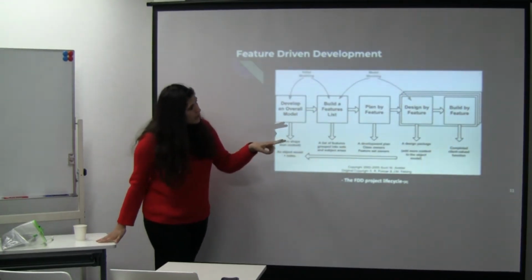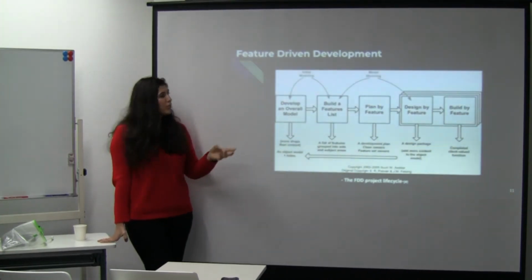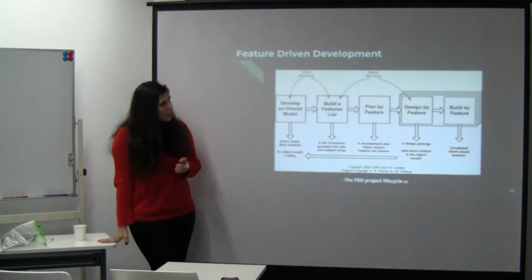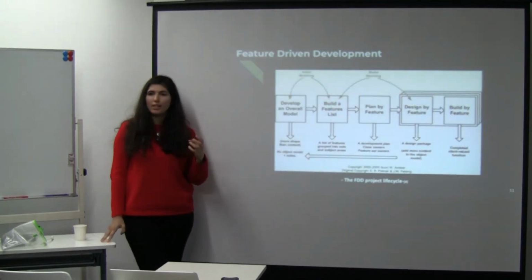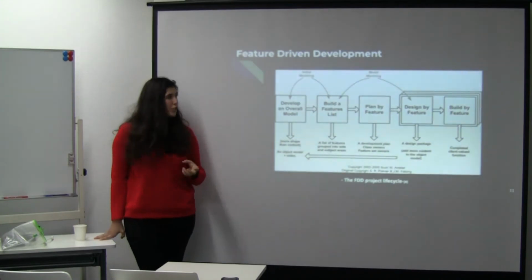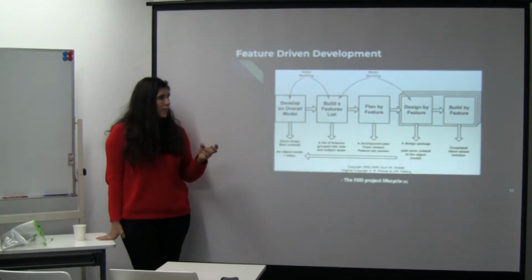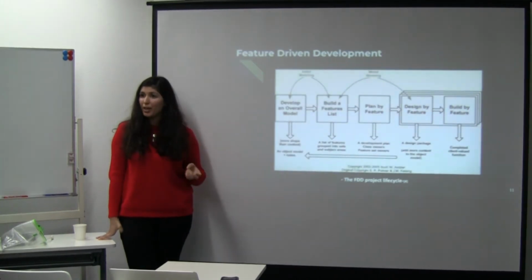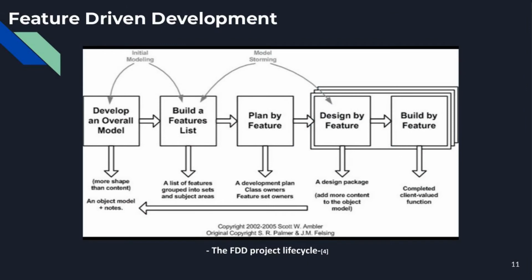And the last two activities are iterative, and they take 75% of the time of the life cycle of the project. So the first one, design by feature. The developers will have a design package for each feature. And then the chief programmer will approve those designs, and he will also create diagrams for each feature. And there will be a design inspection for each feature after this step.